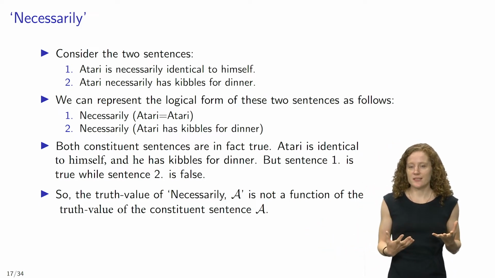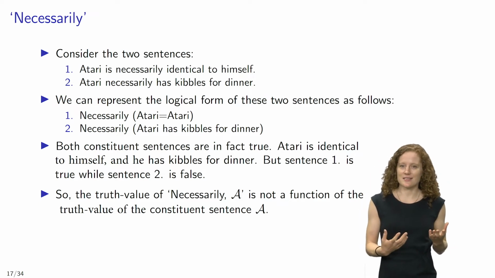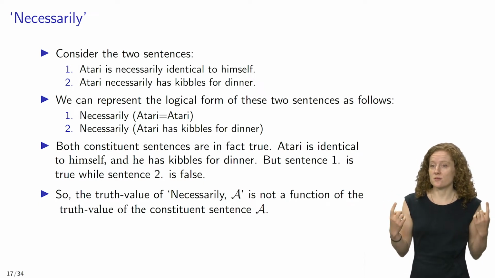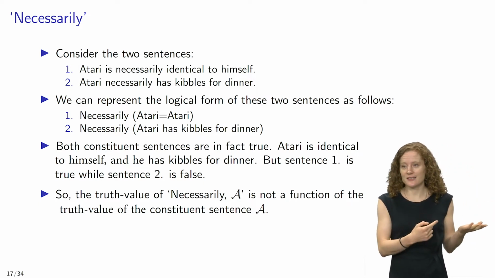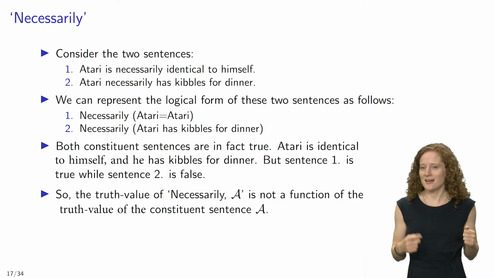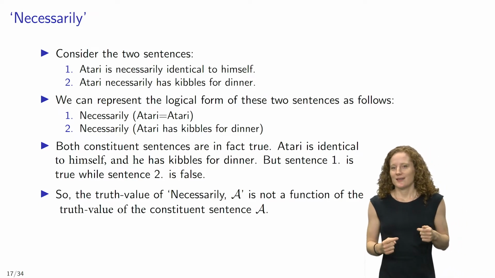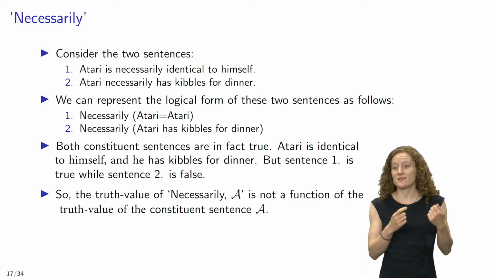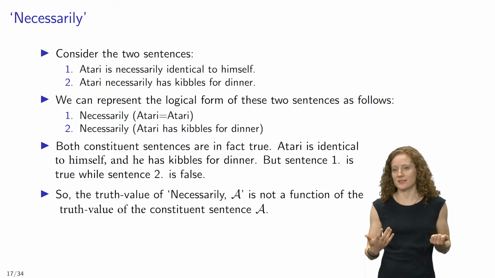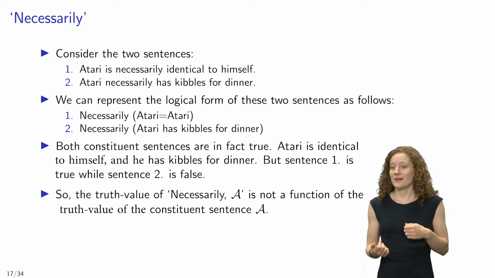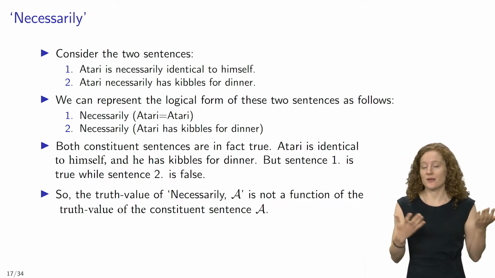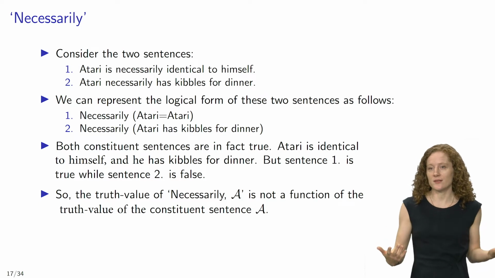Now the crucial point here is that the constituent sentences in 1 and 2 have the same truth value. They are both true. Atari is in fact identical to himself, and he in fact has kibbles for dinner. Atari is my second cat. However, sentence 1 is true, assuming that it is impossible for Atari to not be identical to himself, while sentence 2 is false. Atari could in principle have something completely different for dinner, say a mouse or a rabbit.